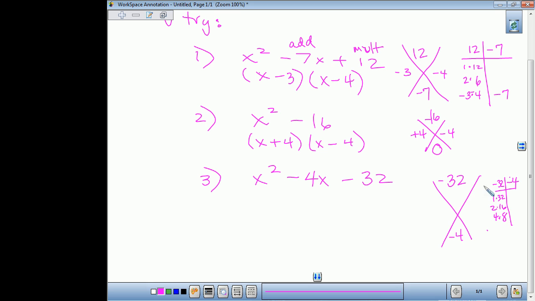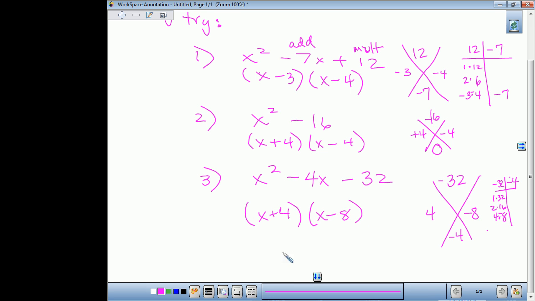I'm multiplying to get a negative, so they have to be opposites. And I'm adding to get negative 4. So if I do positive 4 and negative 8, it works. Positive 4, negative 8. So this factors to x plus 4 times x minus 8.